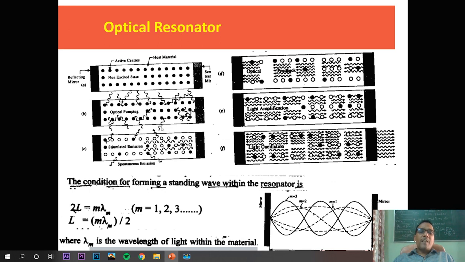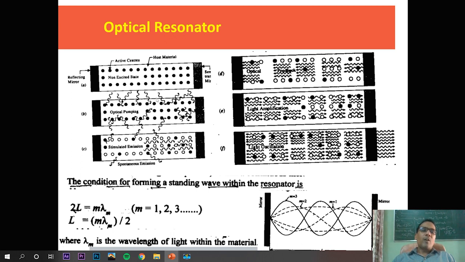So the basic mechanism of that optical resonator is given here using these 6 parallel figures. In this first figure, the active centers and active medium are inside the box, and this is the 100% reflecting mirror. This is a partially reflecting mirror. By using pumping techniques, the atoms are now excited to excited energy levels.